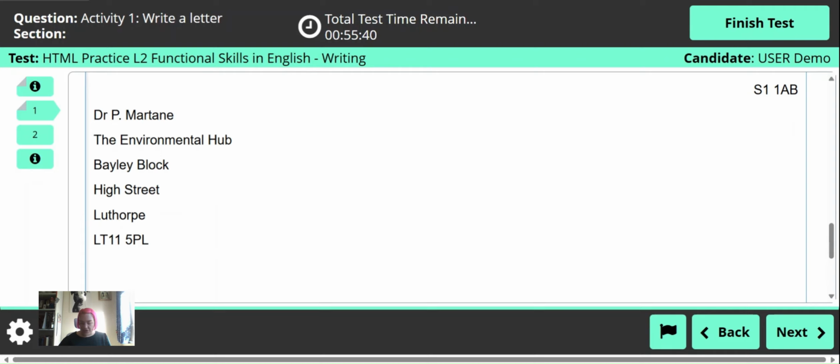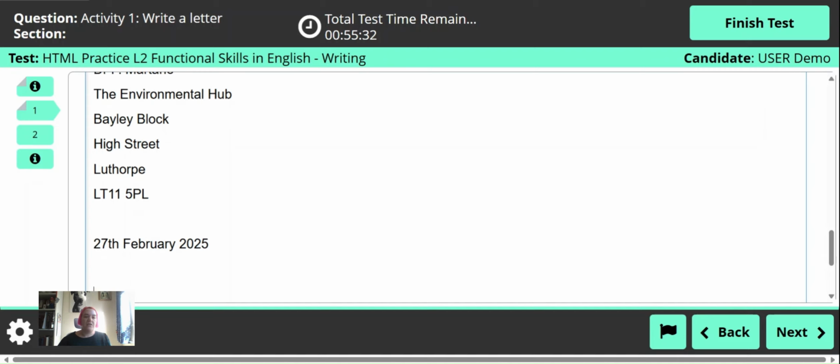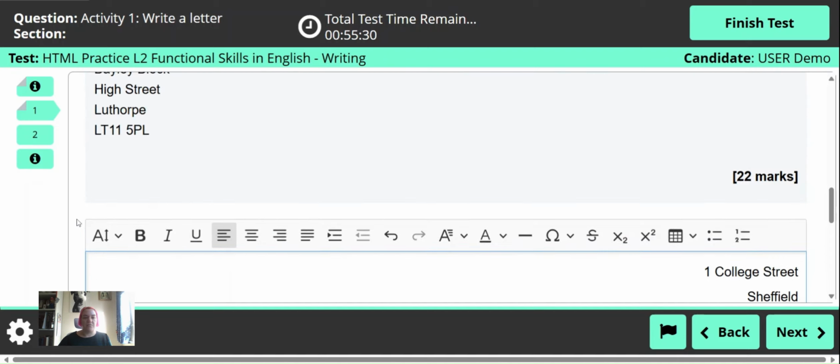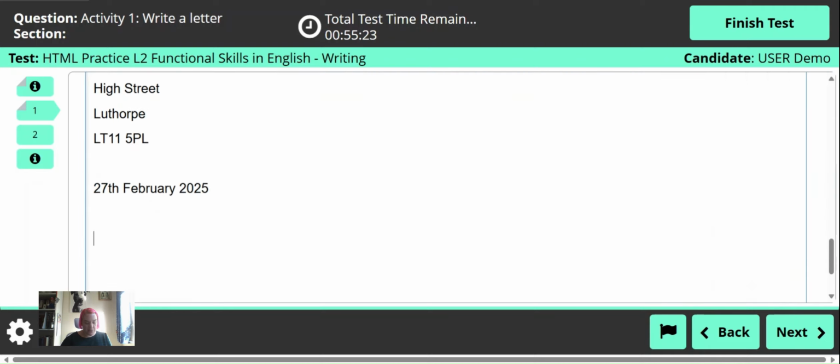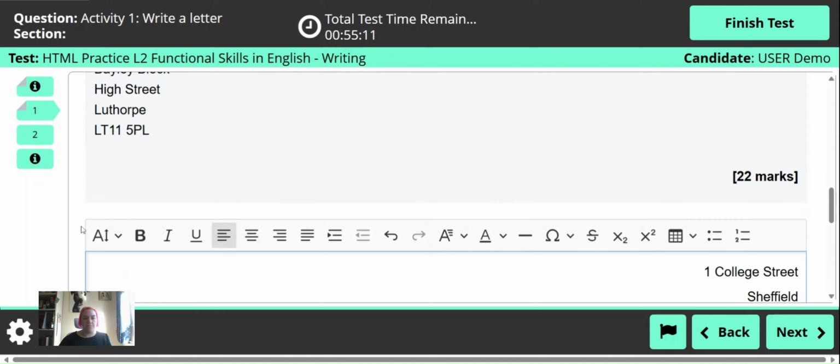Now, as a letter, to make sure it is relevant, we need to ensure that we are putting in our date. And then we look, have we been given the name of the person we are writing to? Yes, we have. So again, we're going to copy that and we start our letter with an appropriate introduction. So our appropriate greeting, because we know their name, we can just say, Dear Dr. Martain. That's fine.